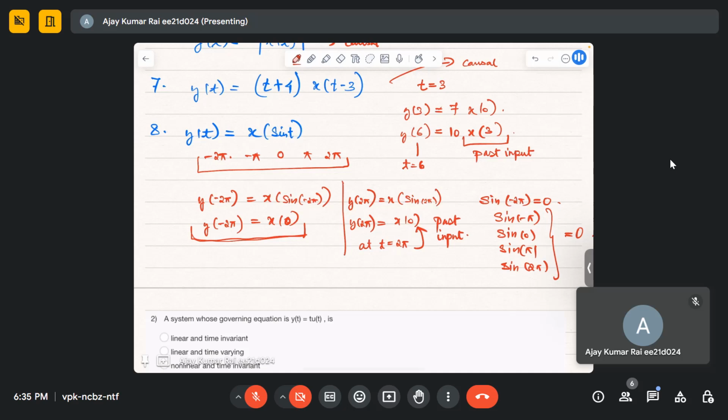So you can say here, by looking at this, the system is causal, right? But what can you say here? Is this future or not? Y of minus 2 pi, because I'm trying to find out, let's suppose this is t here. This is 0, so I'm trying to find out the value here, but I need input of this point x of 0. So this is future, right? Because I'm analyzing the system at t equal to minus 2 pi. So this is non-causal.